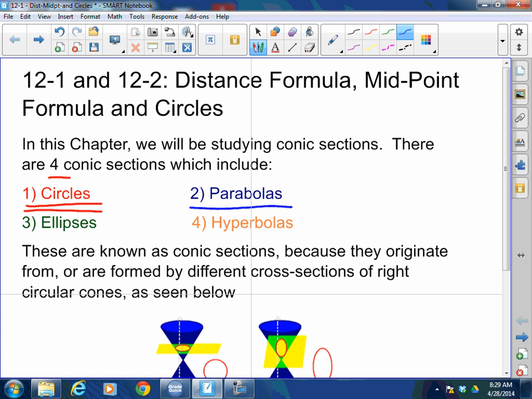You have ellipses. Ellipses, a lot of orbital movement on Earth and in space is elliptical. And then you have hyperbolas, okay? So these are the 4 conic sections or graphs or functions that we're going to learn how to graph in this chapter.